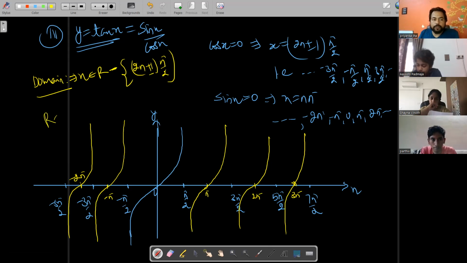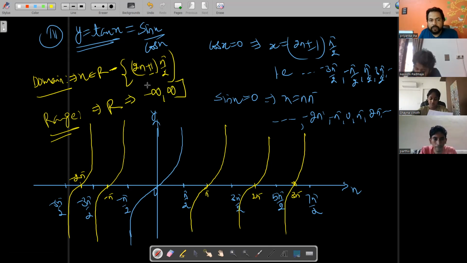And the range would be what? Range means output. What minimum or maximum value can you get? All real numbers. You can also write this as minus infinity to plus infinity. Any value to any value, right? Minus infinity to plus infinity.